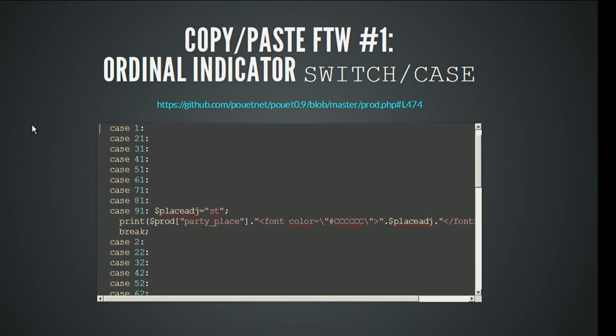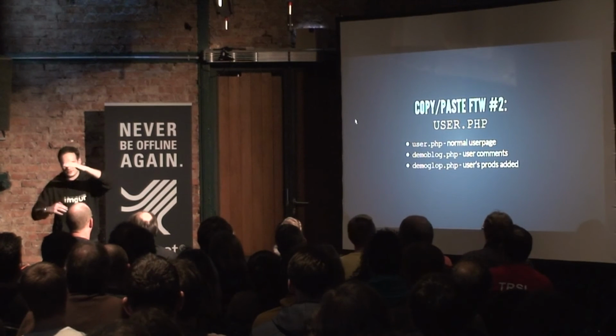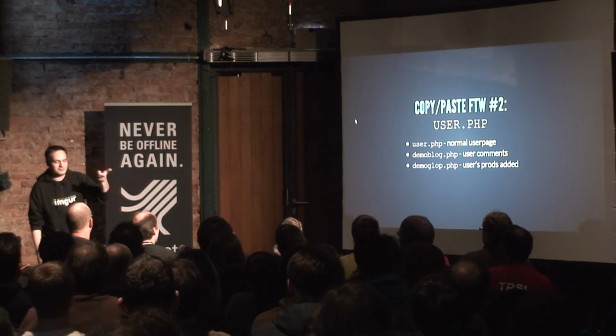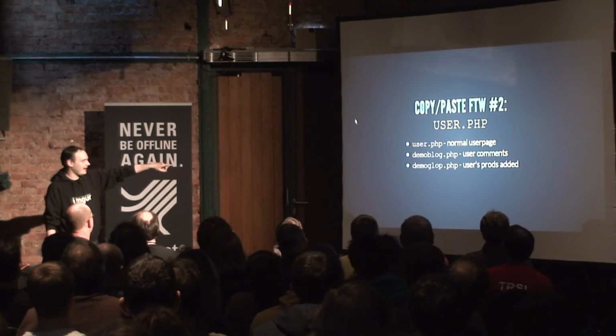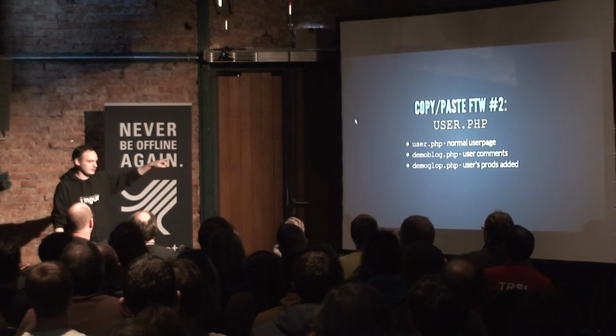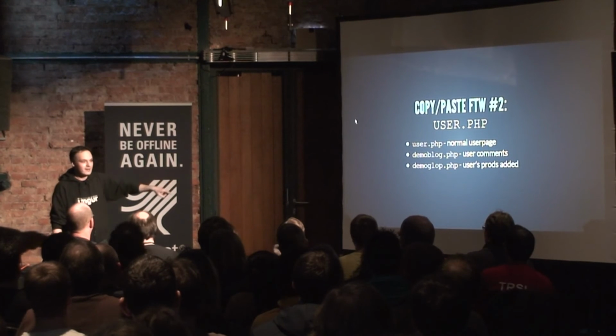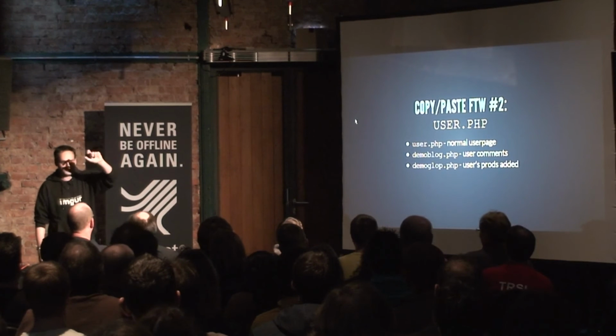The next thing was user PHP, which is basically what you accomplished on the site, and it's also the views showing all your comments, the prods you added, all of that stuff. Instead of parameterizing it in the query string, he just copied the file into 3 different ones. So once I found the security hole, I was pretty sure the security hole was in the other 2 as well, because it was the same code except with 1 line of difference.